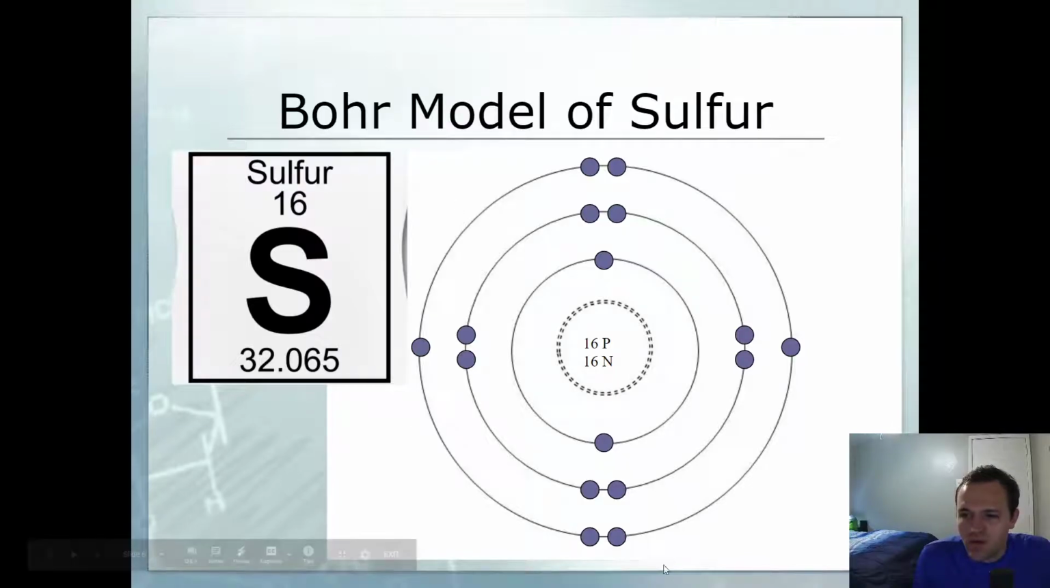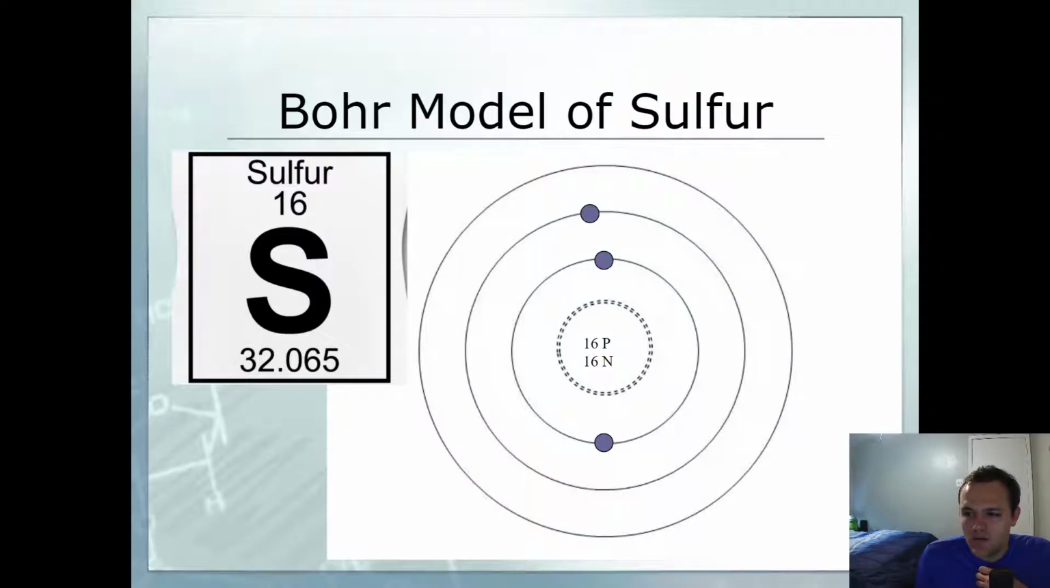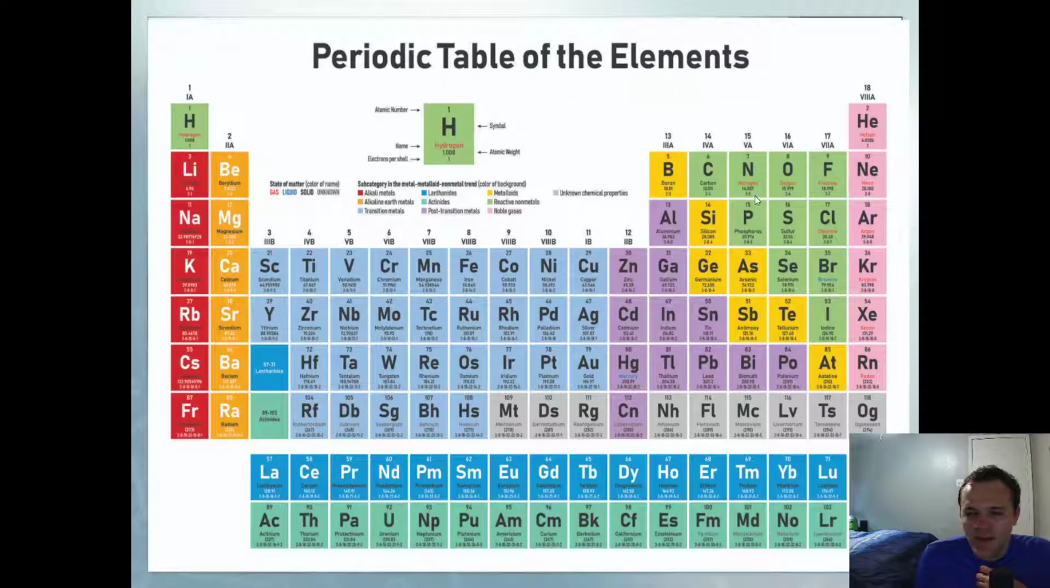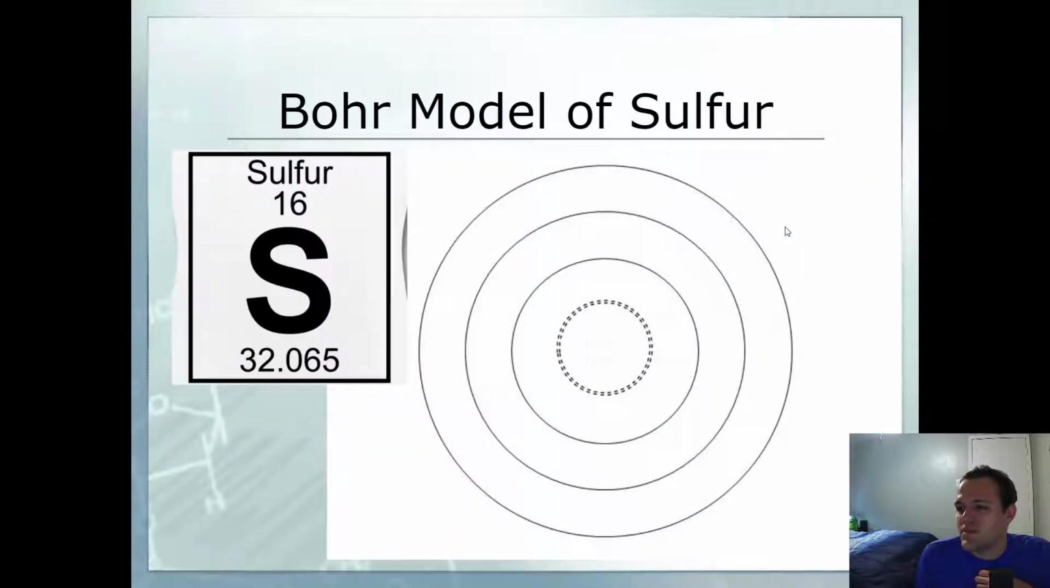All right, so this would be your Bohr model, and if I asked you how many valence electrons it had, you would go and count the outer ring. 1, 2, 3, 4, 5, 6 valence electrons. Okay, and if we go all the way back and look at our periodic table, it is in this column here where it should have 6 valence electrons. So we did it right. All right, let's go back through adding all these in.